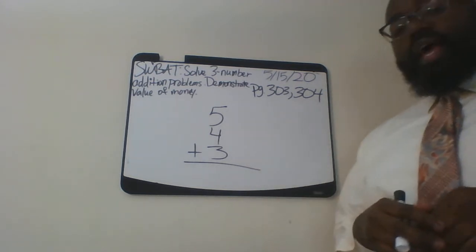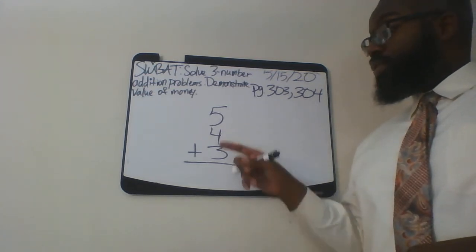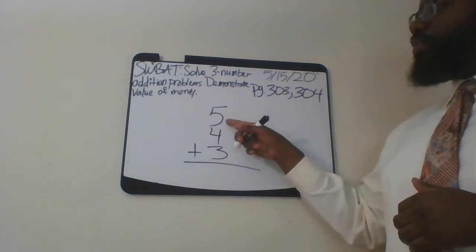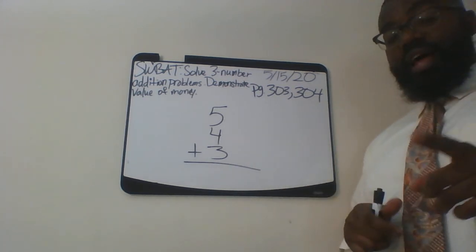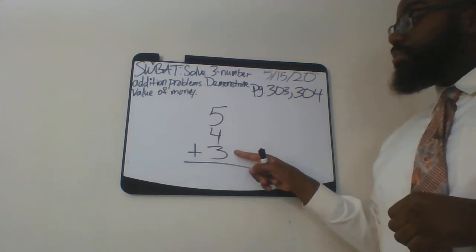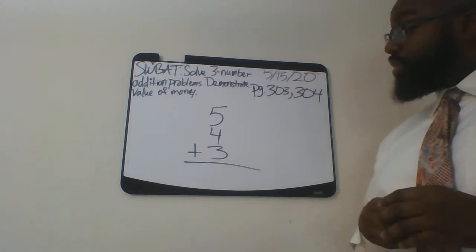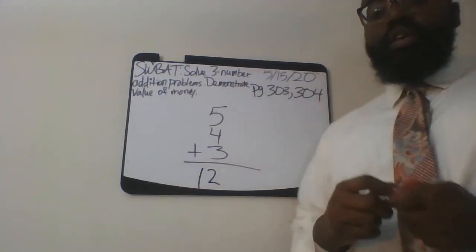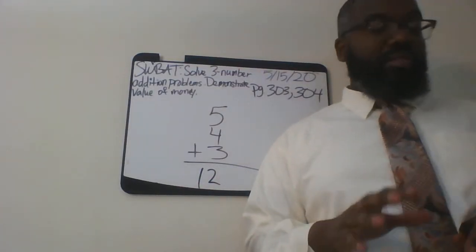Number one wants us to add 5 plus 4 plus 3. Let's begin. As we know, 5 plus 4 is 9. Next, what is 9 plus 3? That is 12. The answer is 12. So take your time when you work with those problems for number one.